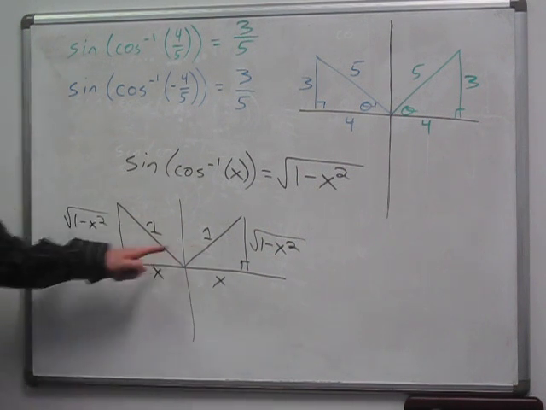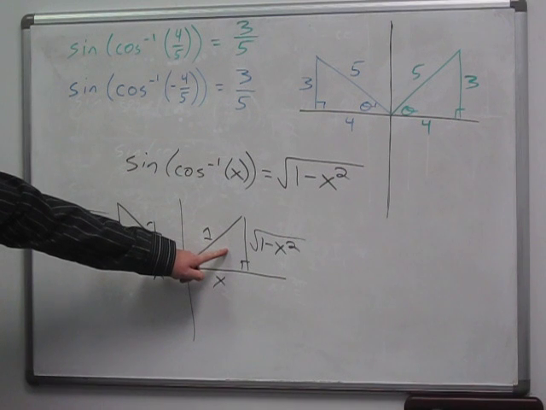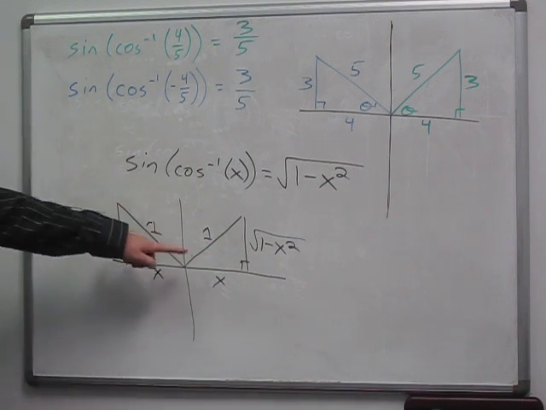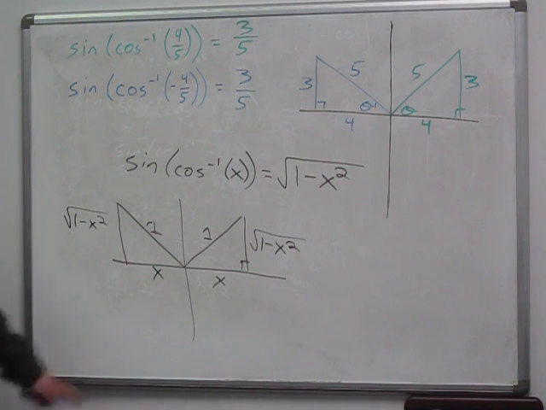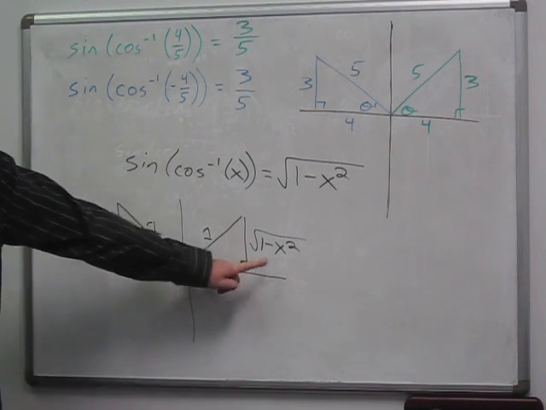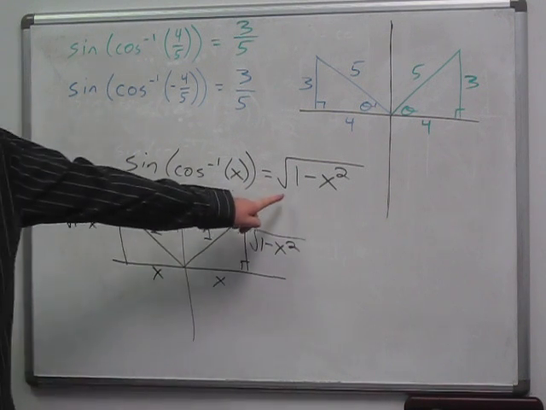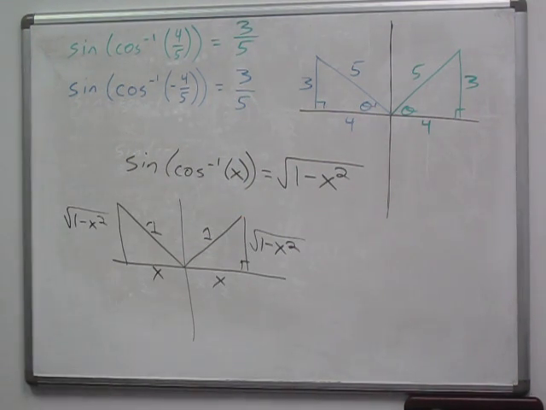So in both cases, since sine is positive in quadrant 1 and quadrant 2, the sine of the angle that gives me these triangles is always going to be the square root of 1 minus x squared over 1, which is just the square root of 1 minus x squared.